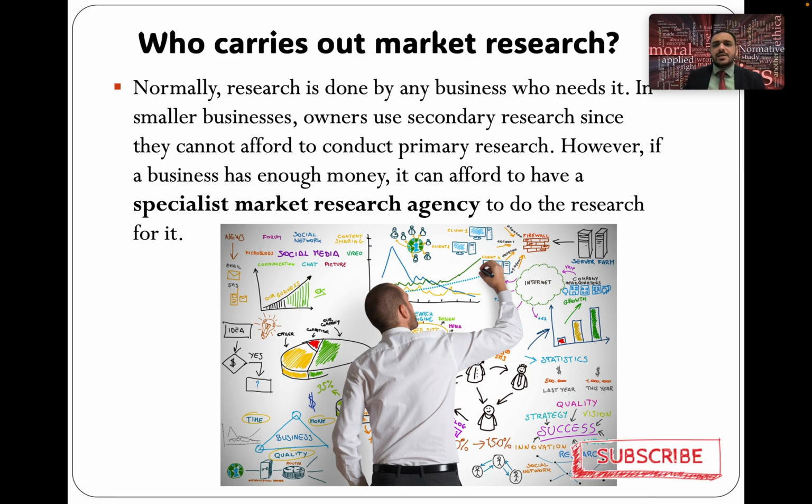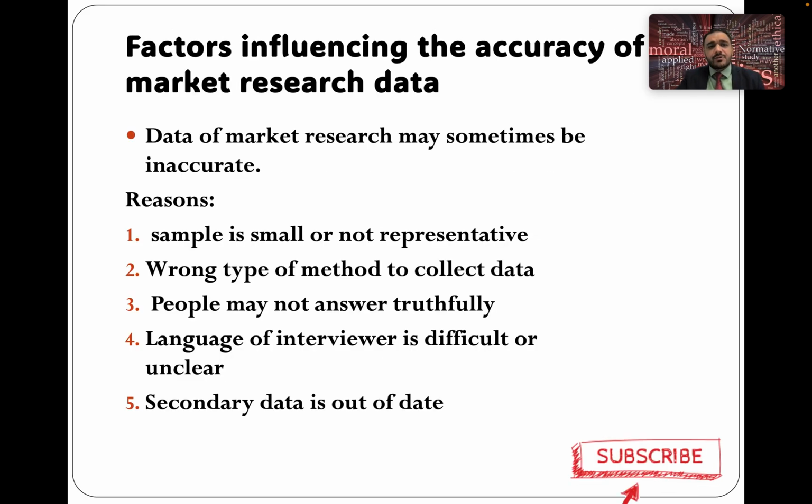Okay, now we see who are the people who carry out market research. Normally, research is done by any business who needs it. In smaller businesses, owners use secondary research since they cannot afford to conduct primary research. However, if a business has enough money, it can afford to have a specialist market research agency do the research for it. So some businesses, if they have budgets, they go for primary research. If they don't have enough funds, they can go for secondary research, and mostly secondary research is being used.